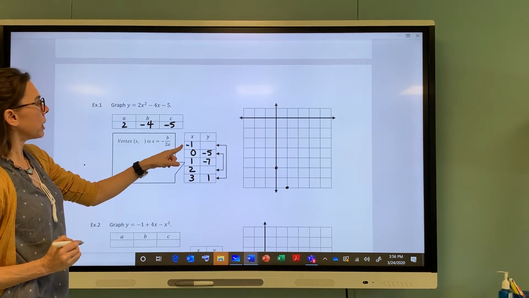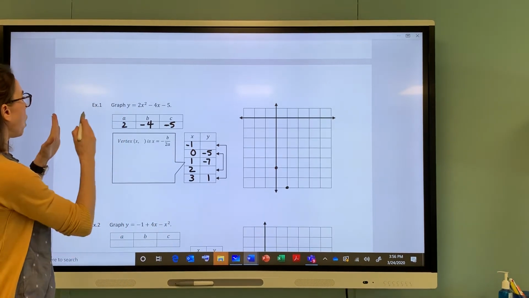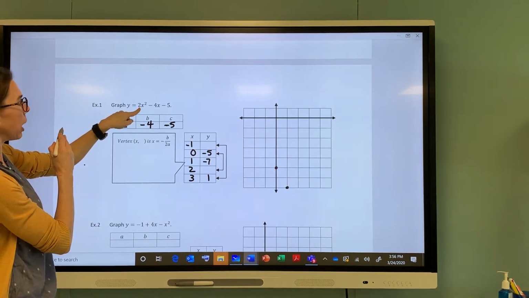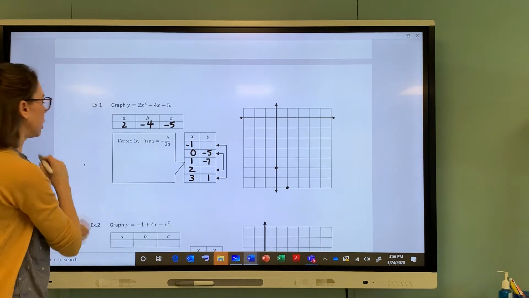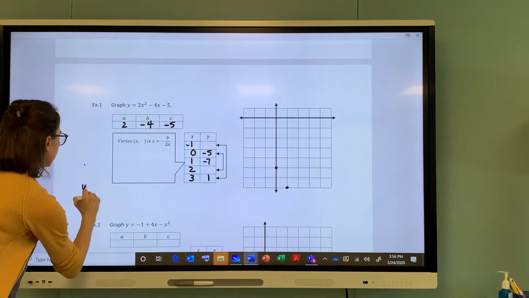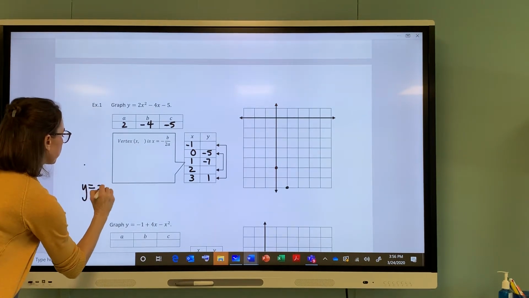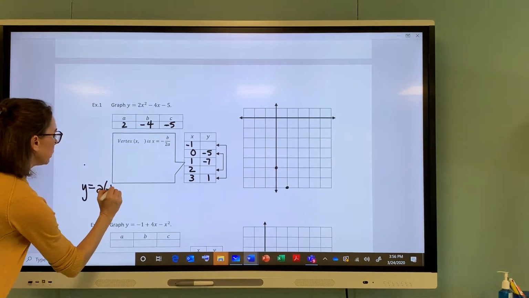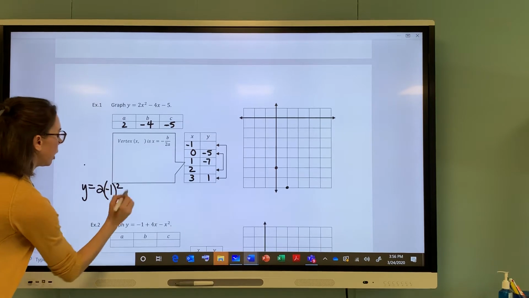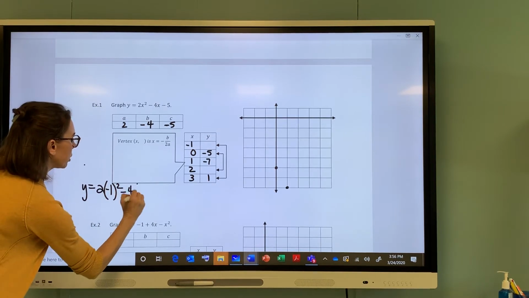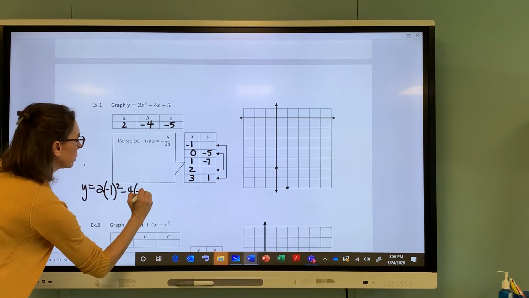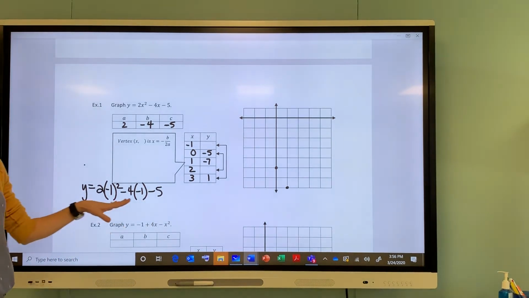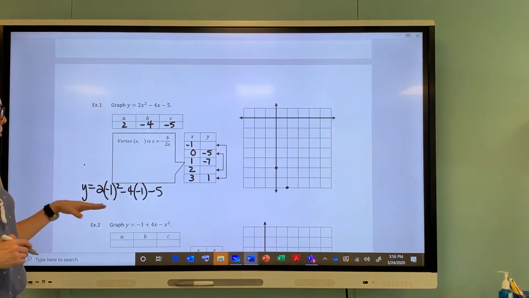Okay, so let's go ahead and do this -1. So we're using our function. So when x is -1, what is y? All right, so I'm going to write it down here. y is equal to, all I'm doing here is just plugging in my value, -1 squared minus 4 times -1 minus 5. Okay, this is where order of operations, we have to remember, what do we do first?